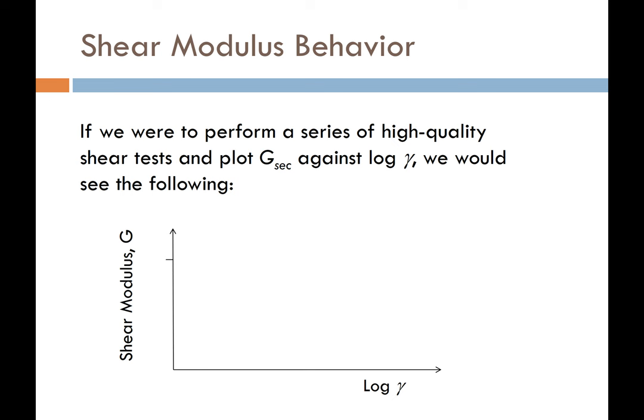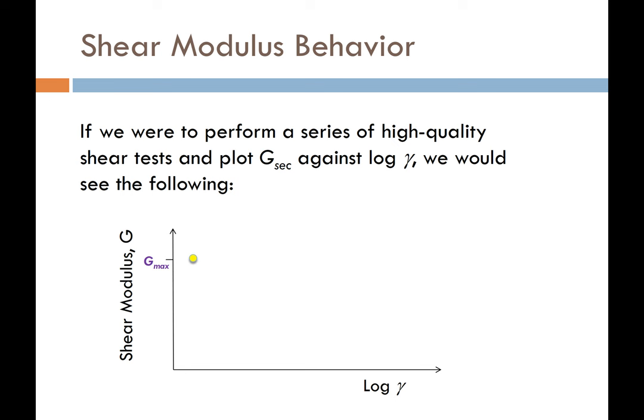And let's plot the secant modulus of the soil versus the log of the shear strain that we apply to the soil. What we'd see is the following behavior. Obviously, at very, very low strains, when the soil is still in its elastic behavior zone, we'd see some pretty high shear moduli. And so we would say then, okay, that high shear modulus corresponds to the elastic shear modulus, so we'll call that G max.